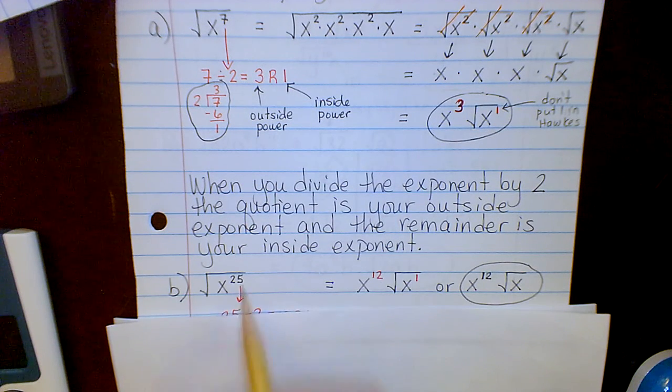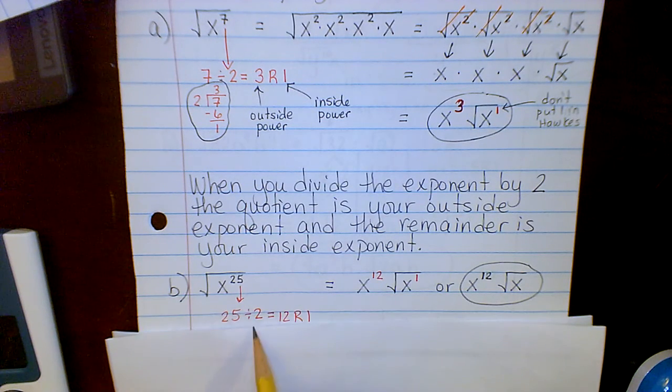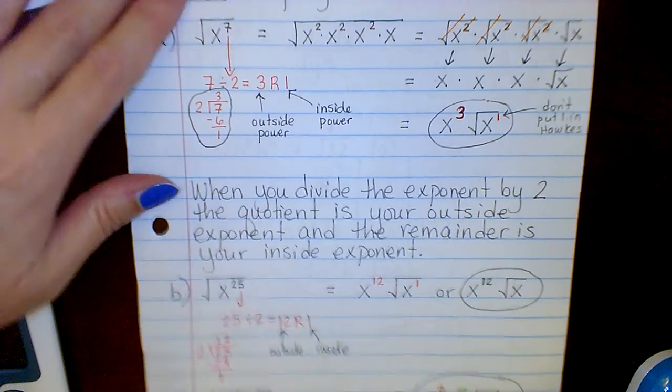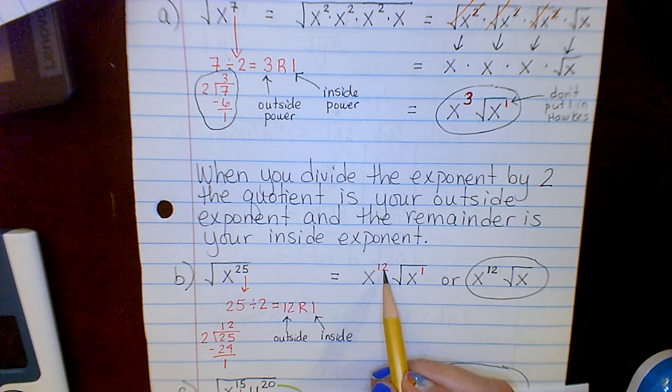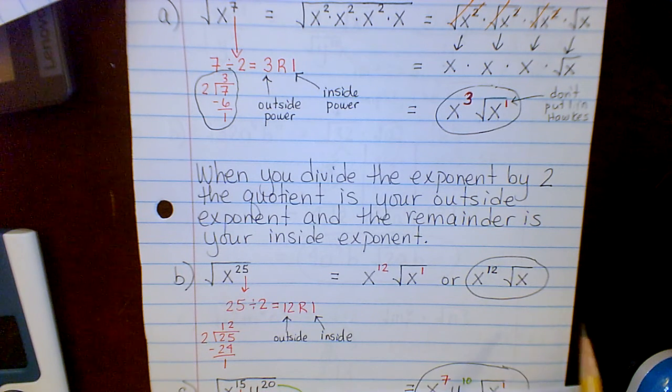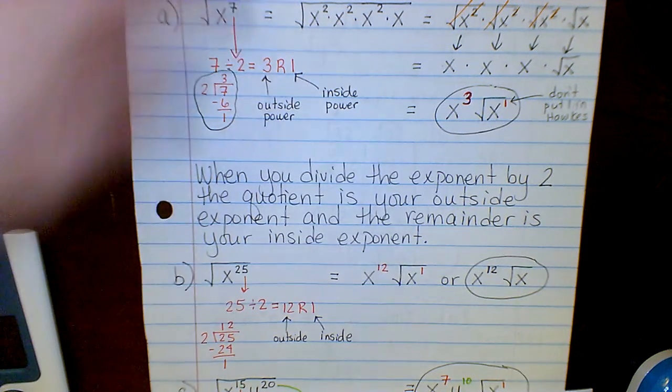So let's look at x to the 25th. All right, so I'm going to take 25 divided by 2. If you did want to write out all the details here, you can. So 2 goes into 25 12 times with a remainder of 1. If you can do this in your head, that's awesome. Okay? If you have to do a little bit of side work, that's okay too. So 25 divided by 2. So 2 goes into 25 12 full times, and you have a remainder of 1. That means the 12 is going to be on the outside, the 1 is going to be on the inside. For Hawks, you're going to write that as x to the 12th and then the square root of x.